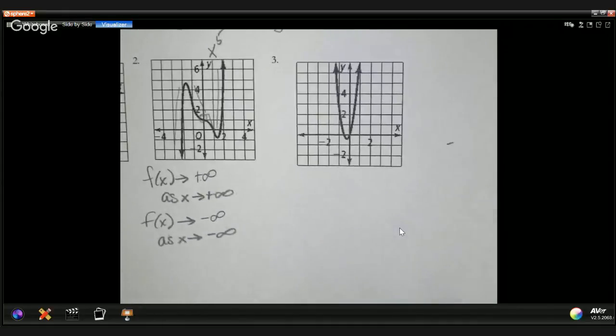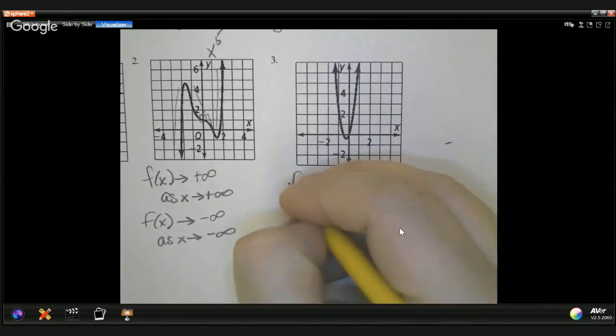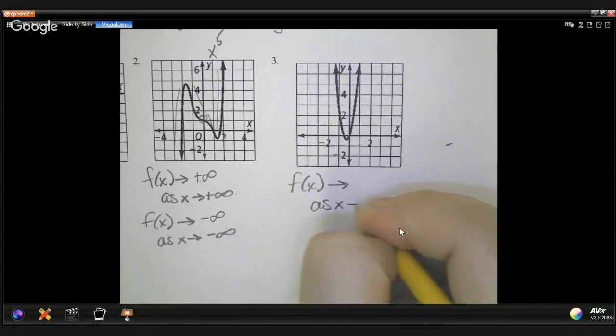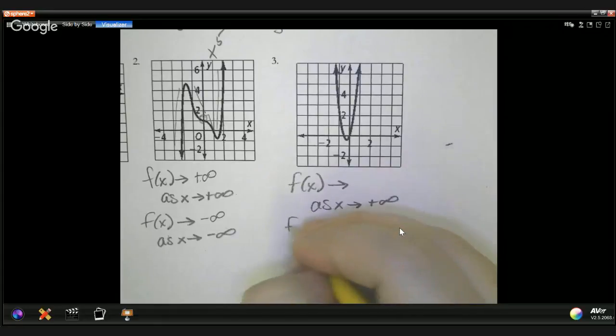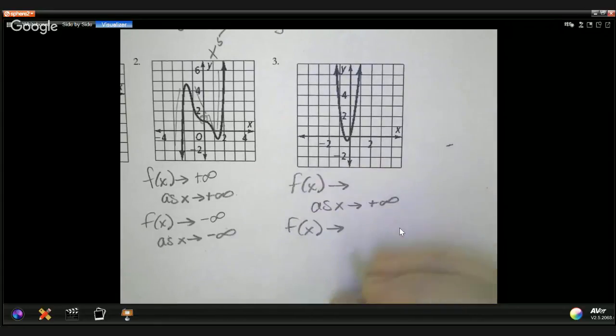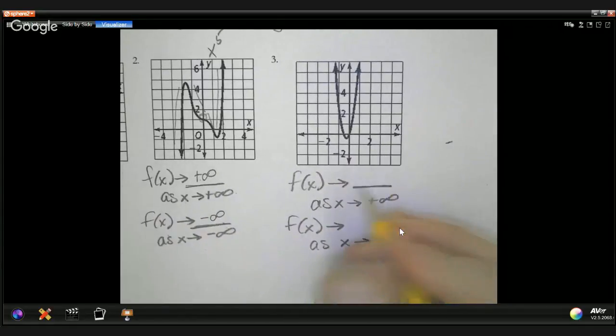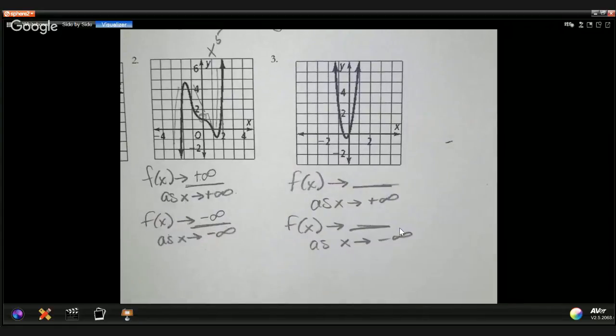All right, number 3, same thing. F of x goes somewhere as x goes to the right, and f of x goes somewhere as x goes to the left. And maybe we should write this blank so you know that's what you're always trying to find. Everything else stays the same, you're just trying to find where that is. So see if you can answer those.